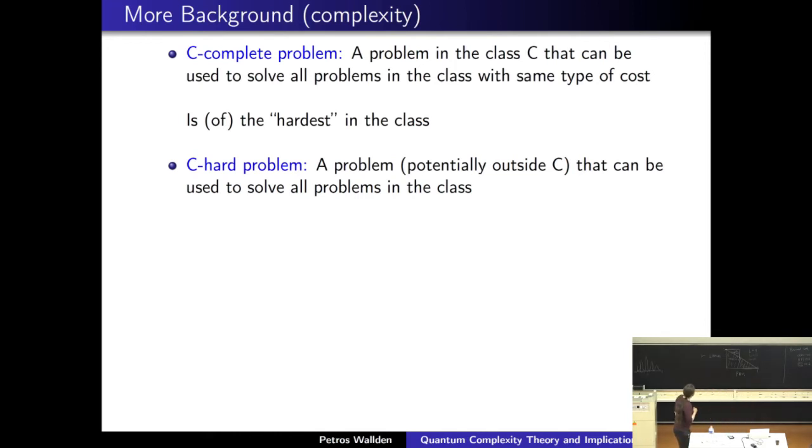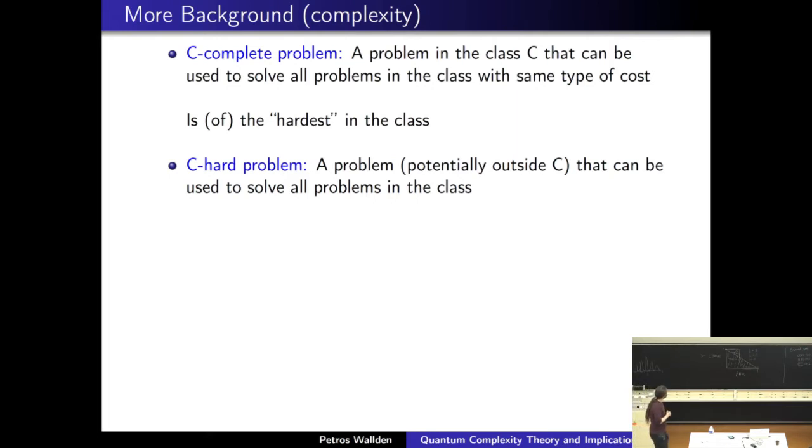So the concept of a complete problem. You have a complexity class C, and you say a C-complete problem is a problem that belongs in that class, but you can use that problem, within the same class, to solve any problem in the class. So in a sense, it's like the hardest in the class. The toughest guy or girl in the class. So this is what a C-complete problem is.